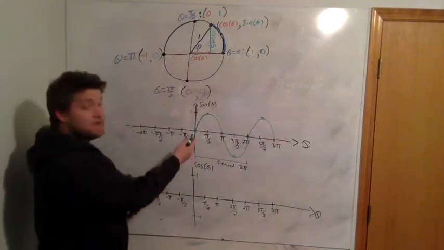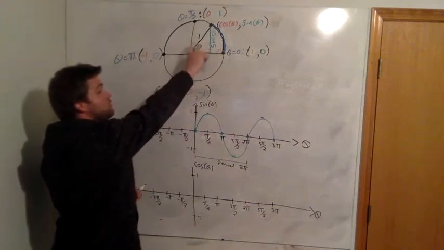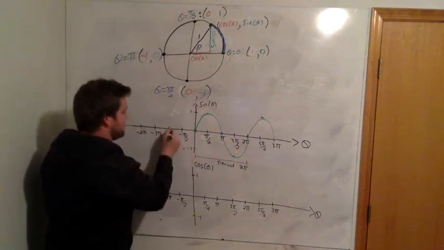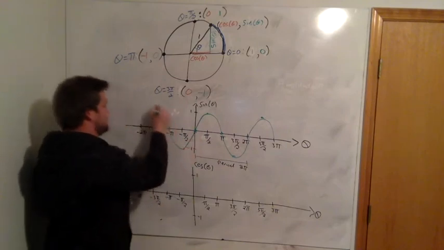Now if I'm doing a negative angle, notice that it just means I'm rotating clockwise around the unit circle. So I'm just going to continue bouncing off these locations, and I can continue the graph of sine. Beautiful.